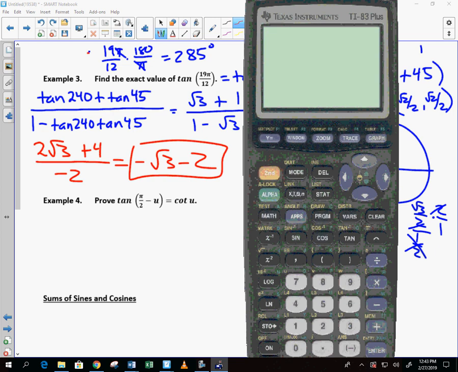Let's just try it here. I get negative root of 3 minus 2, and I get negative 3.73. If I try the tangent of 285, I get the same thing.